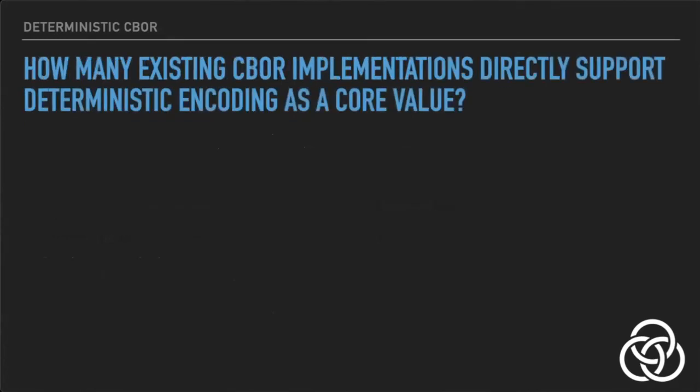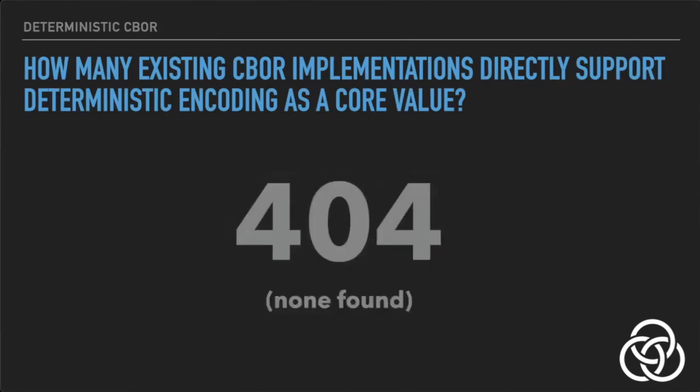Before we decided to do this, we looked around to see how many existing CBOR implementations directly support deterministic encoding as a core value, because it's really an optional part of the spec. For example, all the implementations out there, if you say encode the keys in this dictionary in this order, just say fine. Whatever order you want to put them in is fine. But that's not fine if you want a deterministic encoding. There has to be a canonical order of the keys in a map. So we looked around, and how many did we find? Actually, none. So we decided that we would go ahead and create our own.